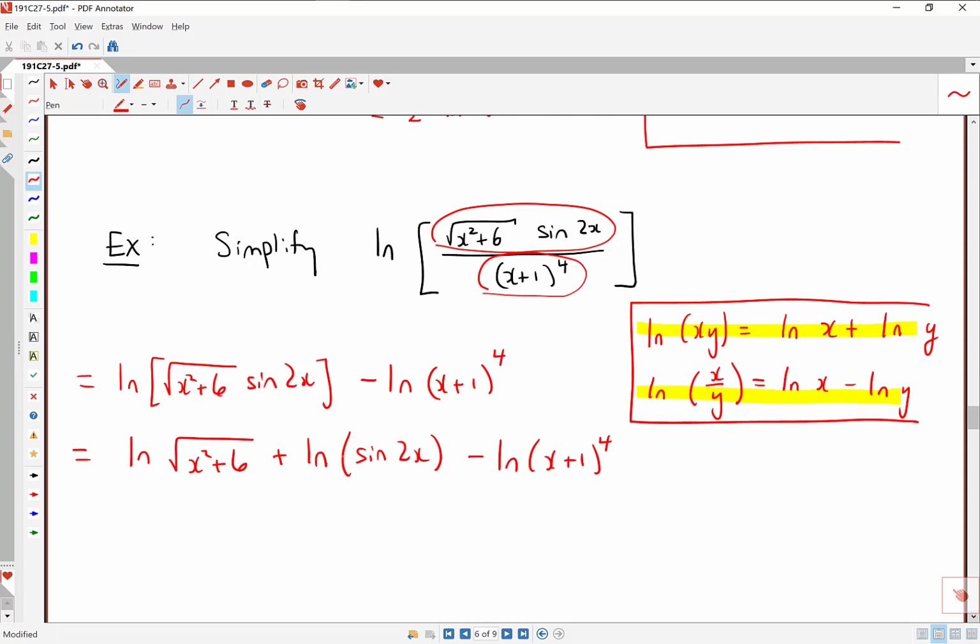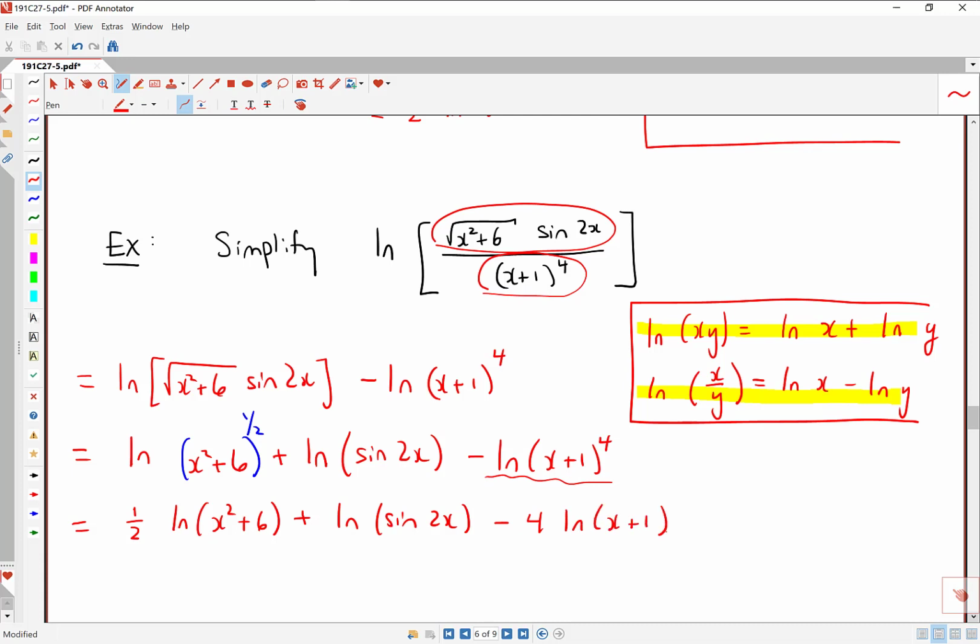Now in the last step here, what we can do is use the power rule for ln. So what we might want to do is think of this square root of x squared plus 6. Let's rewrite that as x squared plus 6 to the power 1/2. And that way it's a little bit more direct to use that power rule. Anytime you have a logarithm applied to something with an exponent on it, that exponent can come out in front. So we can say that's 1/2 ln of, we need brackets here, x squared plus 6, plus ln of our sine function, that can stay the same. And again, we have a power rule that we can use here because we've got a logarithm applied to something with a power on it. So we could say minus 4 ln of x plus 1. So that's how we would use the three logarithm rules to simplify an expression.